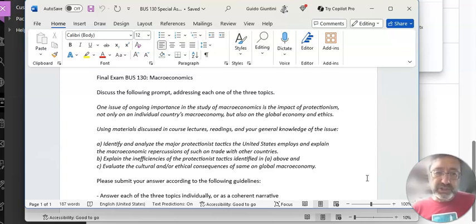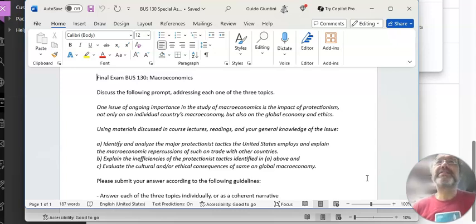And evaluate the cultural and/or ethical consequences. Cultural is very important. Sometimes there are cultural movements that want to make it kind of unethical to buy foreign goods. Like some people say, I will not buy anything made in China. Well, that's very hard to do, but they say, I won't buy anything made in China. And so, even if you pay more for the domestic product, you are affecting international trade, right?